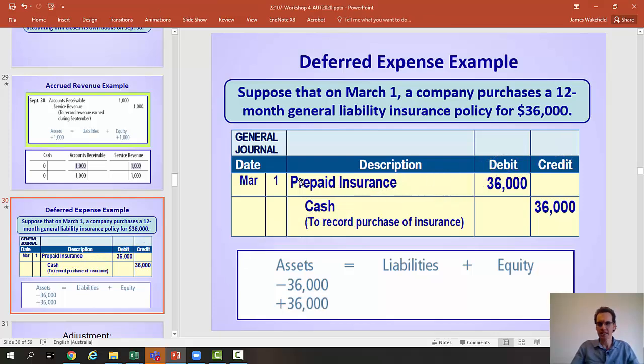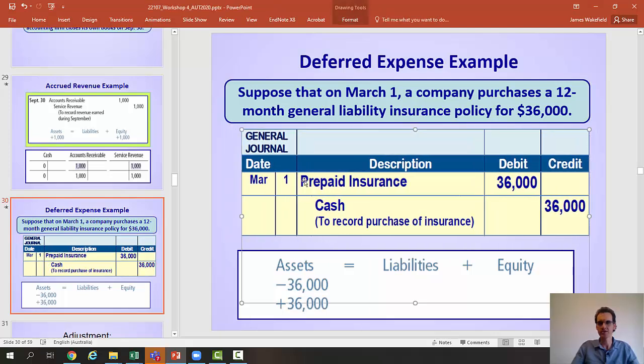And what you can see here is the business on March 1 debited prepaid insurance because the business has acquired a current asset, which is prepaid insurance, has ongoing benefit moving forward, and used cash to fund the acquisition of this asset. So we credit cash, which reduces the cash balance by $36,000. So essentially our asset balance remains the same, but we have redistributed our assets. We've increased our prepaid insurance and we've decreased our cash asset.